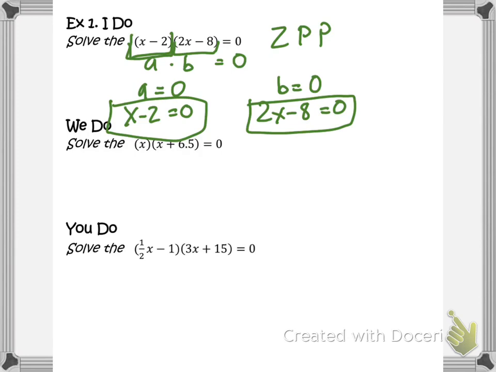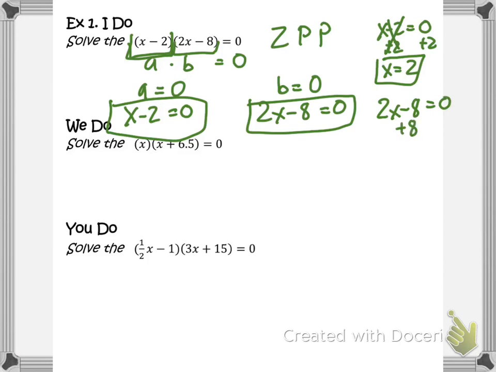So let's see, I am running out of space. The first equation, x minus 2 is equal to 0. I'm going to go ahead and add 2 to both sides. I have x is equal to 2. That's one answer. The second answer, 2x minus 8 is equal to 0.